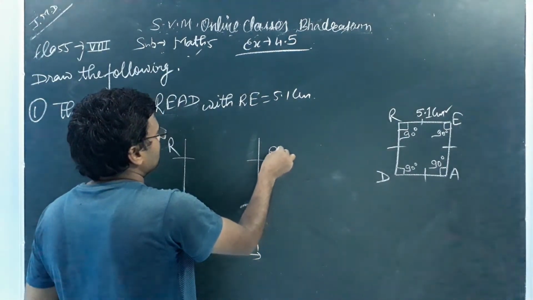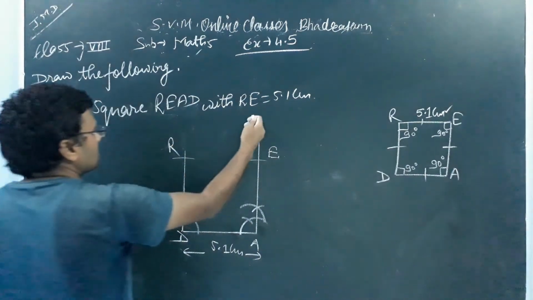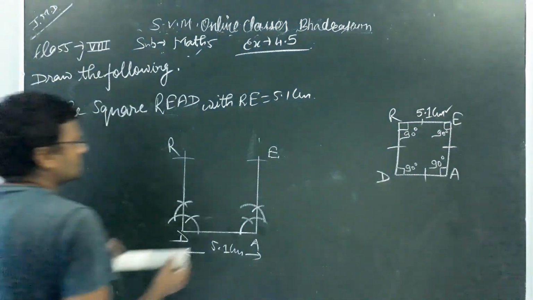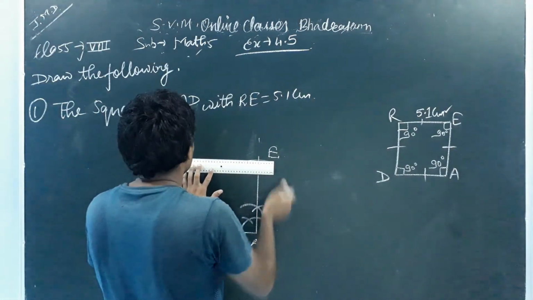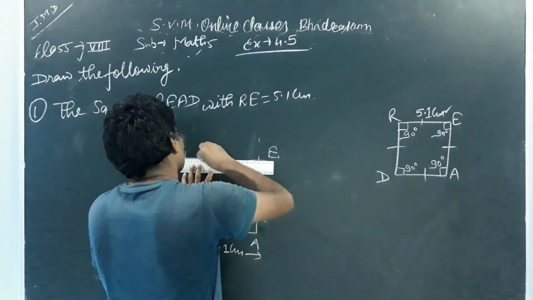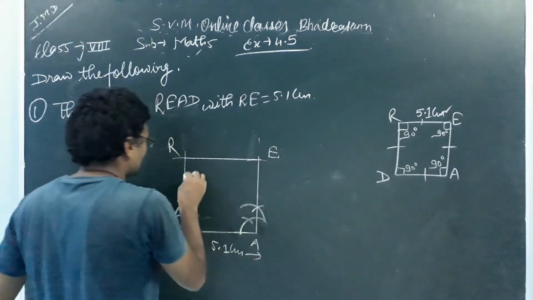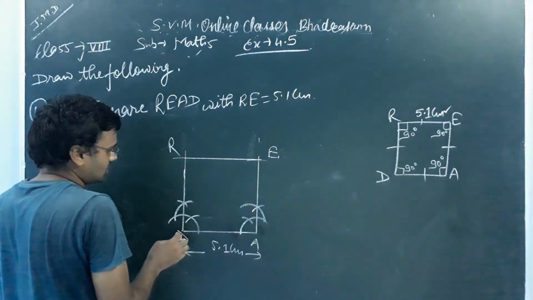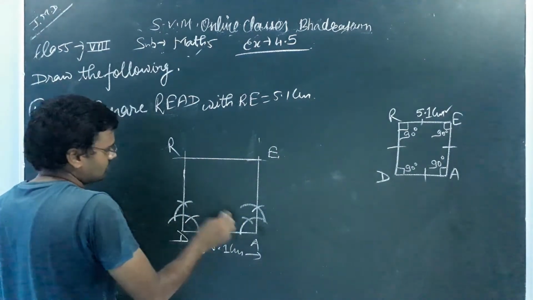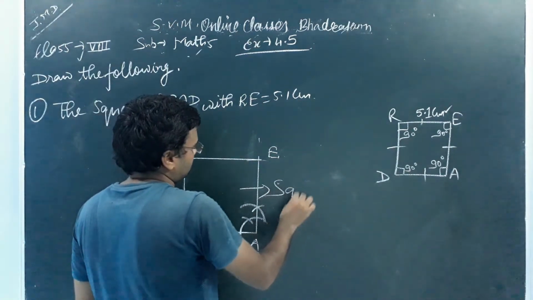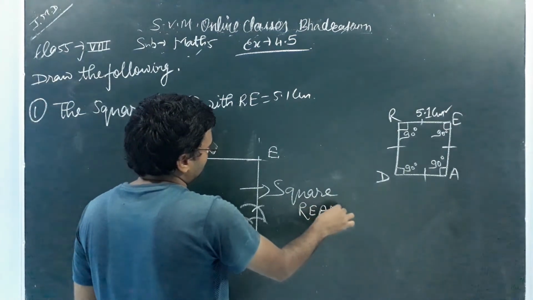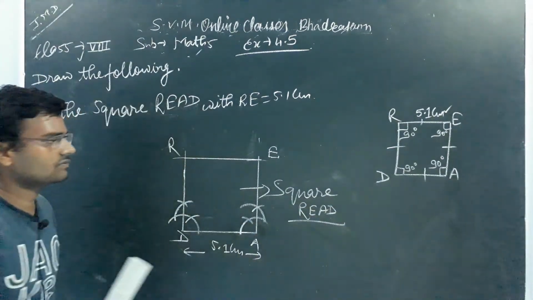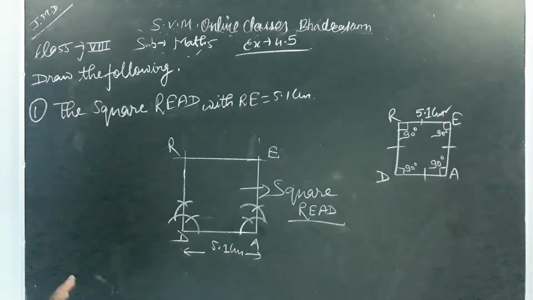And after that we will draw a line. This is our line RE. Now this is our quadrilateral READ, which is a square, the required square READ with side 5.1 centimeter. Make a note.